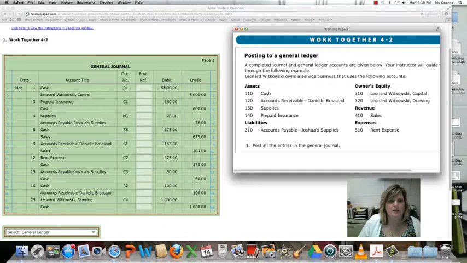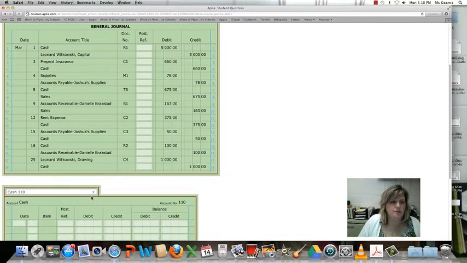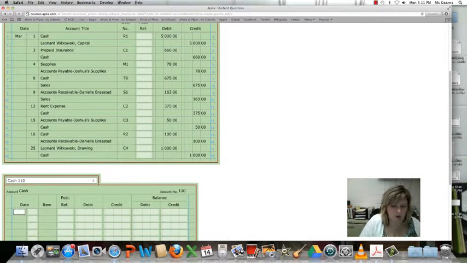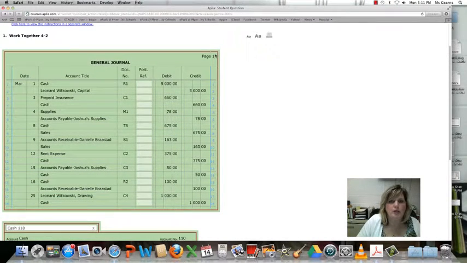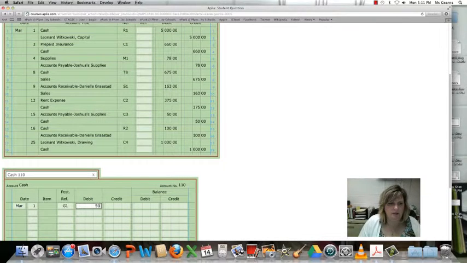So on March 1st, we have a $5,000 debit to cash, and the document number for that is R1. We're going to come down to the general ledger, and I'm going to find the cash ledger, and in the cash ledger I'm going to put March 1st. My posting reference here comes from my general journal and my page number, so this posting number is going to be G1. I had a debit for $5,000, and cash has a debit normal balance, so my debit balance will be this $5,000.